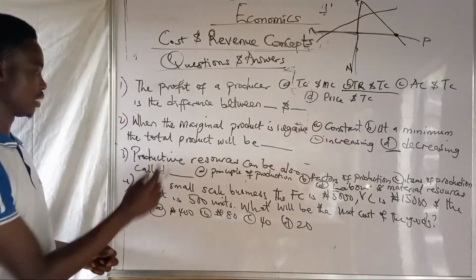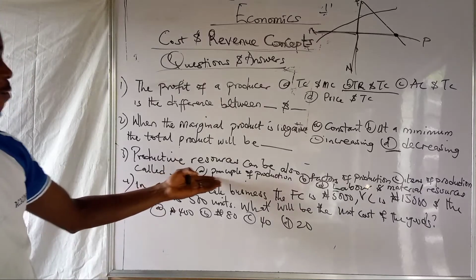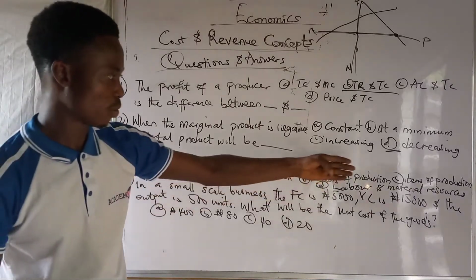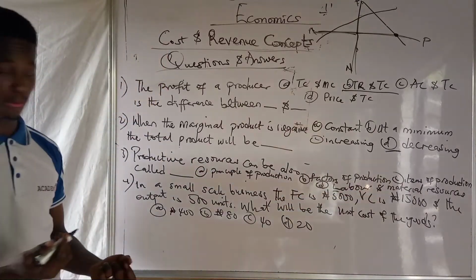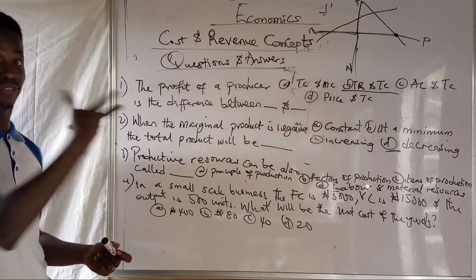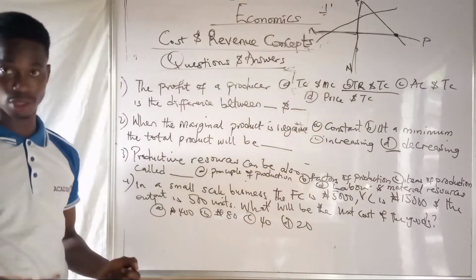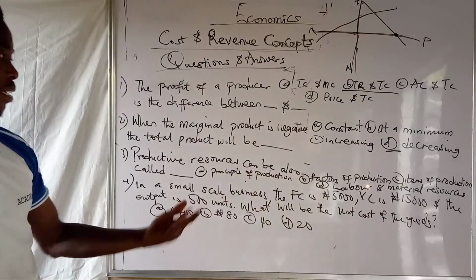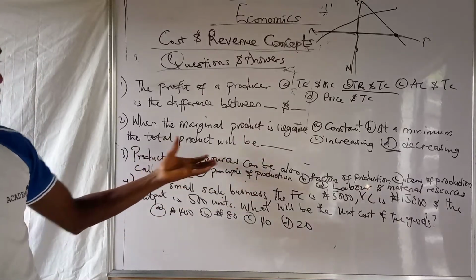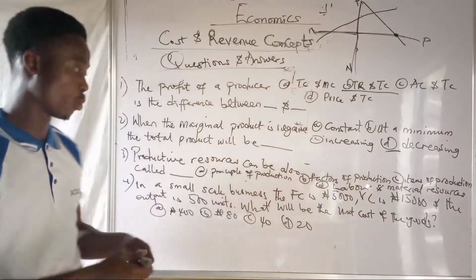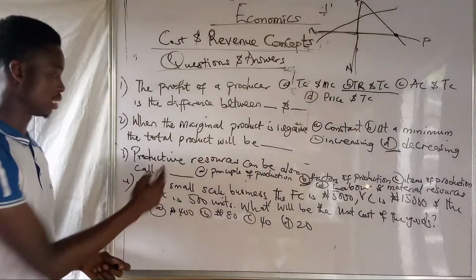So the third question is, productive resources can also be called what? Here we have principle of production, factors of production, items of production, and lastly labor and resources. From the beginning, I made mention of factors of production, because these are the things that must be on ground when we want to talk about production. So looking at these options, the best replica of productive resources is the factors of production, which is option B, because they are the ones that determine the production.